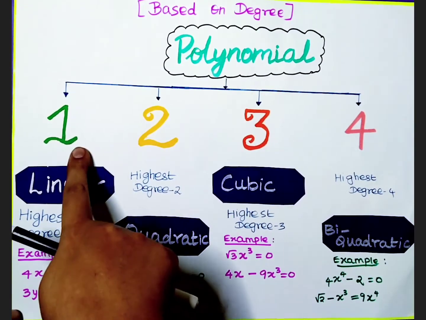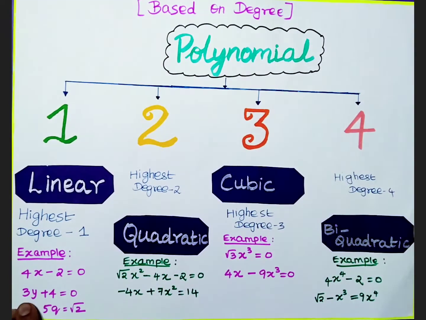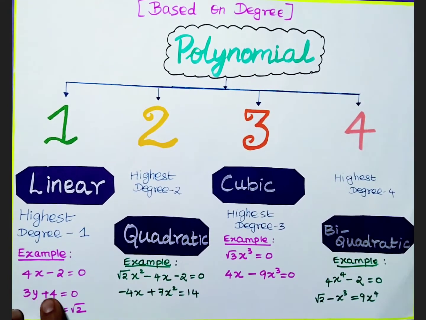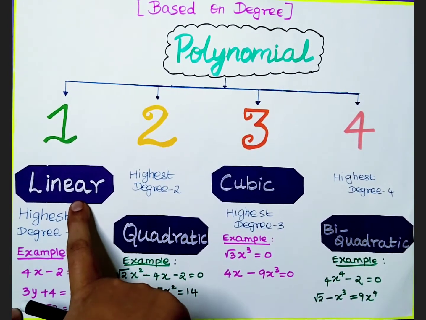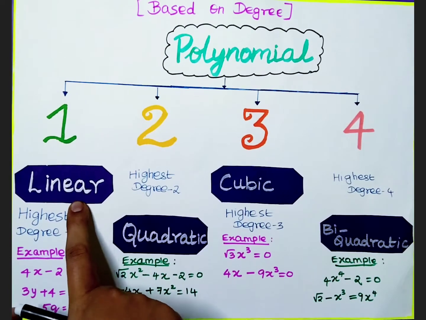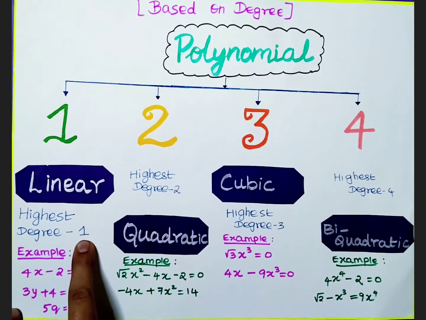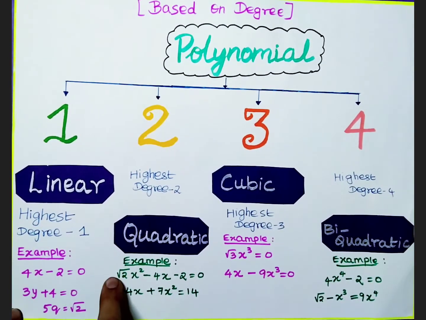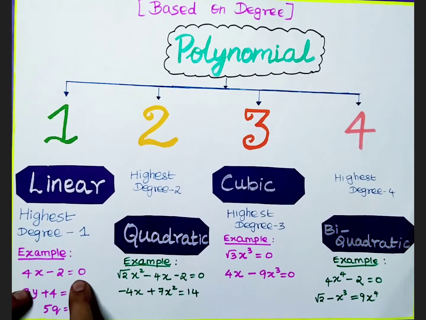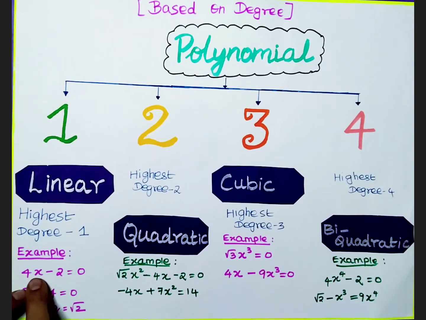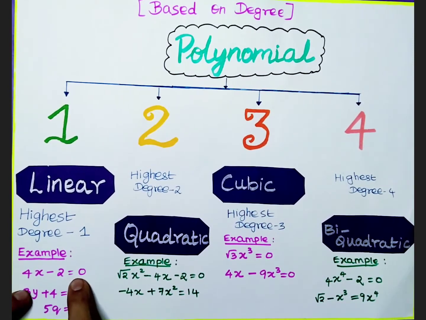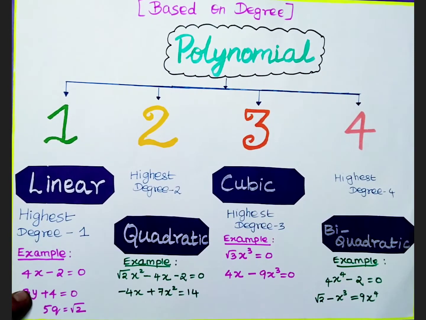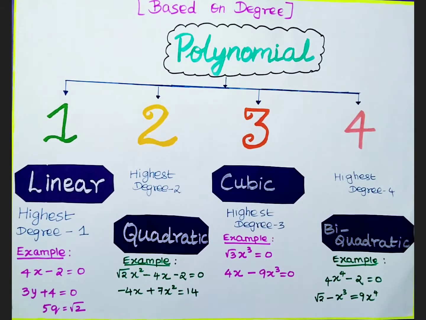Okay, so if we have degree 1, though we have 2 variables or 1 variable or whatever it is, the degree of the variable should be 1. Then we say it as the linear polynomial. The highest degree should be 1 in that polynomial. If you see in this example 4x minus 2 equal to 0, there is only one variable x and the degree is 1. So no other variable we have. So the degree is 1. We say it as linear polynomial.